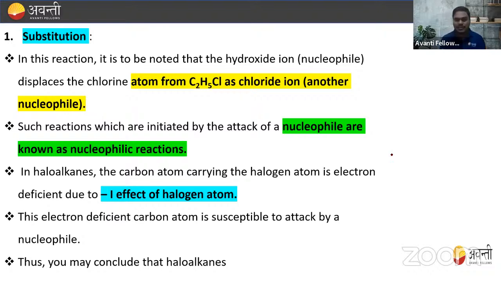Haloalkane, are we all clear with the haloalkane now? Haloalkane is nothing but the C-X bond, that is the carbon and halogen bond. This is known as haloalkane. So the carbon in the haloalkane bond behaves as electron deficient.